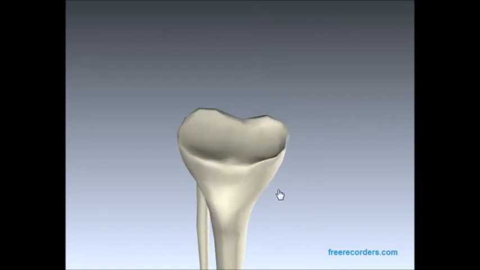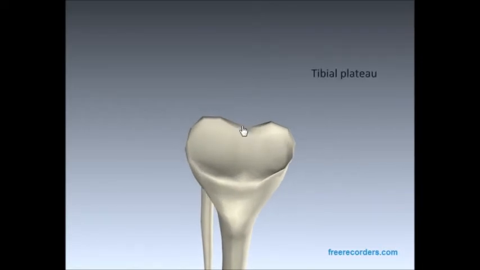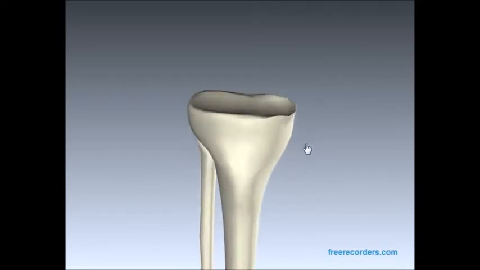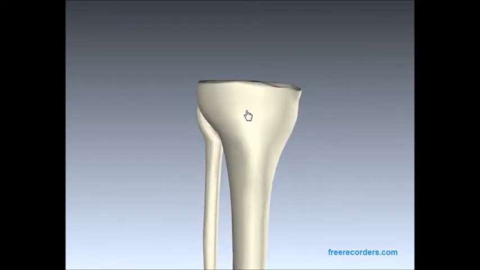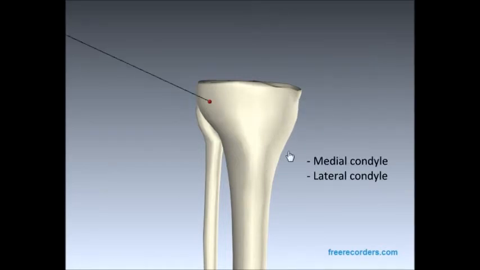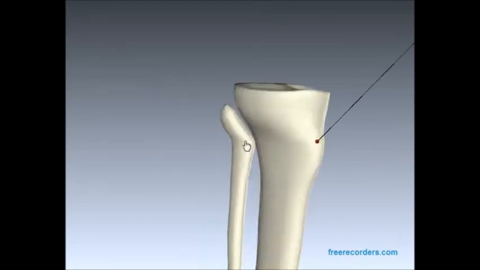So starting with the proximal tibia, this is the tibial plateau. This articulates with the condyles of the femur, which then form the knee joint. Just like the femur, even the tibia has the medial condyle and the lateral condyle.